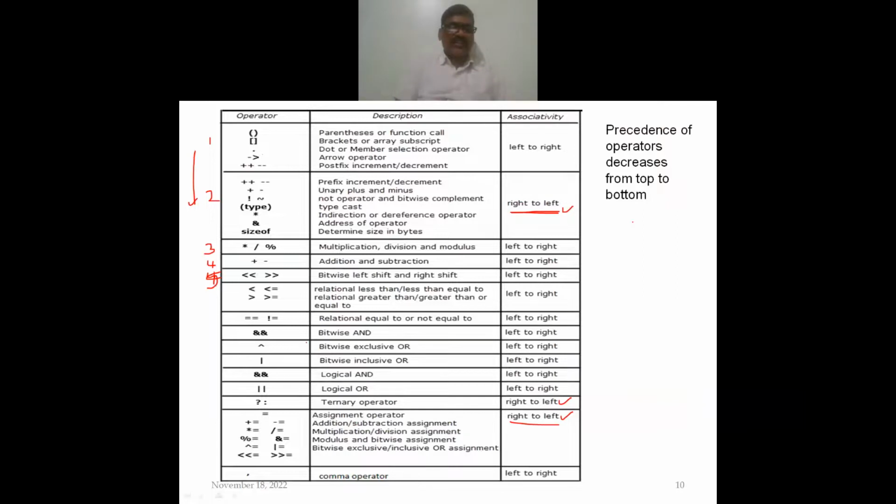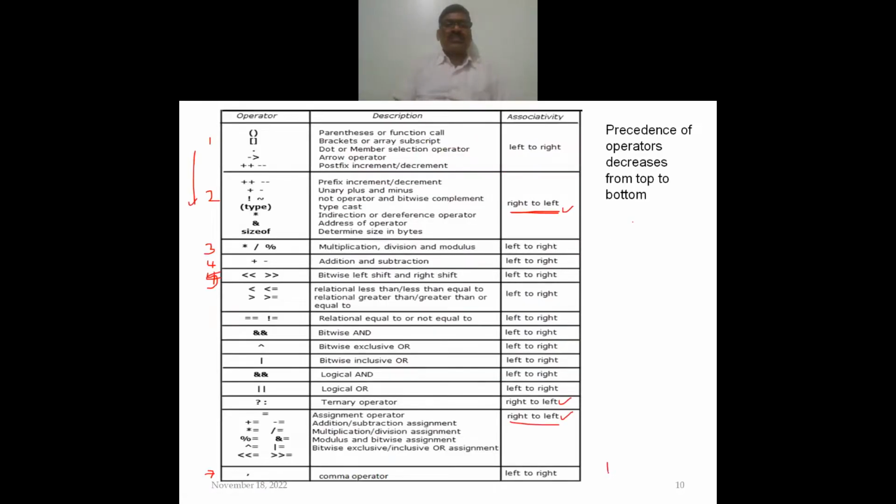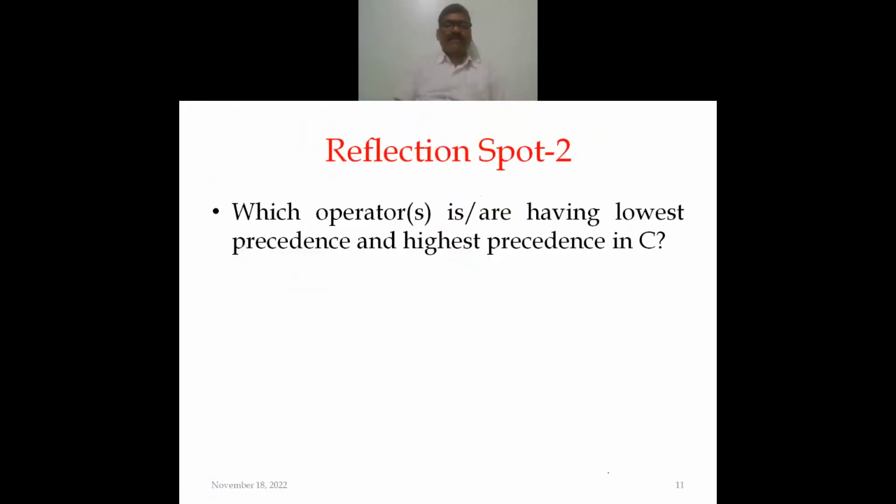Among all these operators, the comma is the least priority operator in the C language. Fine. Now, which operator or operators have the lowest precedence and highest precedence? Just now, if you see the table, you can answer this. Parenthesis or function call, array subscript operator, dot and arrow operator, and postfix increment and decrement have the highest precedence, and comma has the lowest precedence.